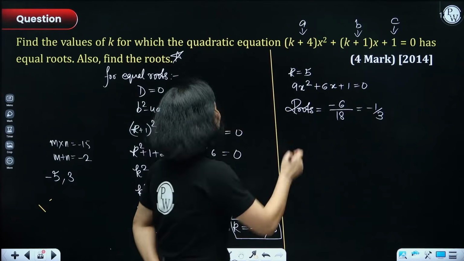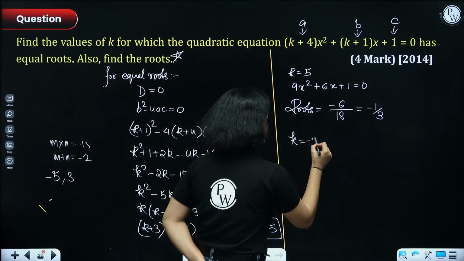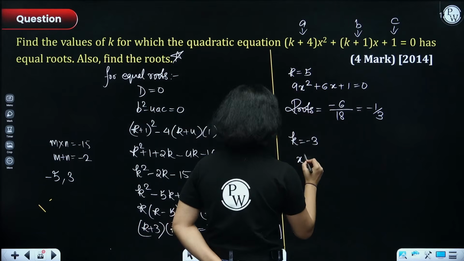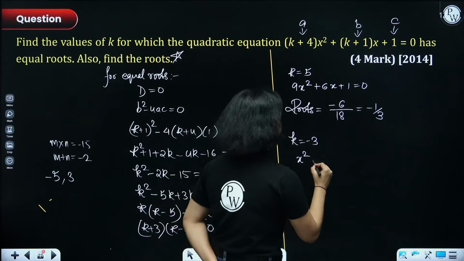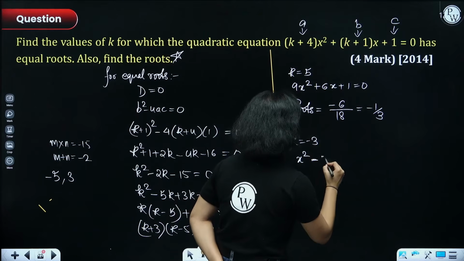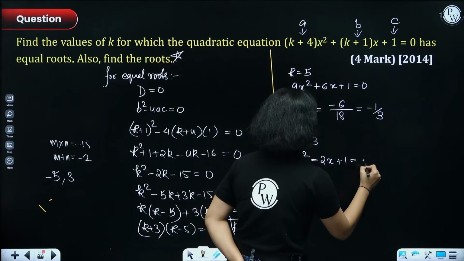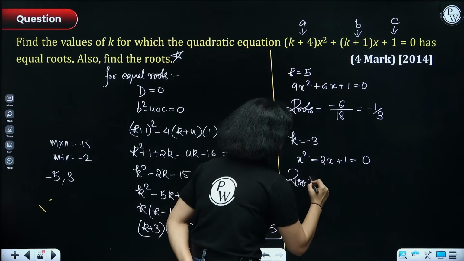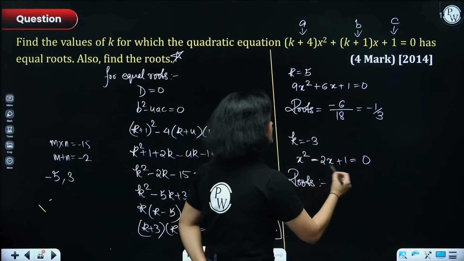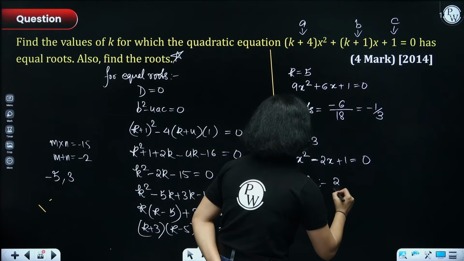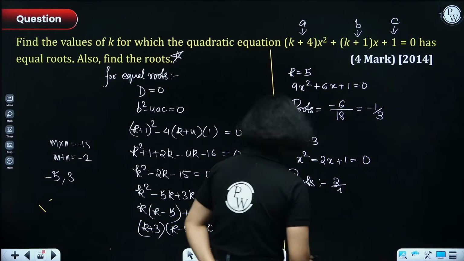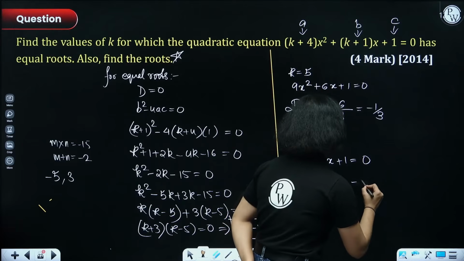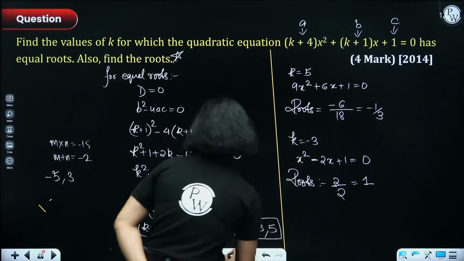Cool? Okay. Now, if k equals negative 3, write down the equation. What would the equation look like? The equation would look like x square minus 2x plus 1 equals 0. Again, guys, roots are equal. So we know what the values of roots would be, right? It would be minus b by 2a. So minus b by 2a means 2 over 2, guys, my fault. 2 over 2, minus b over 2a. So that would be equal to 1. Okay? So what are the roots?